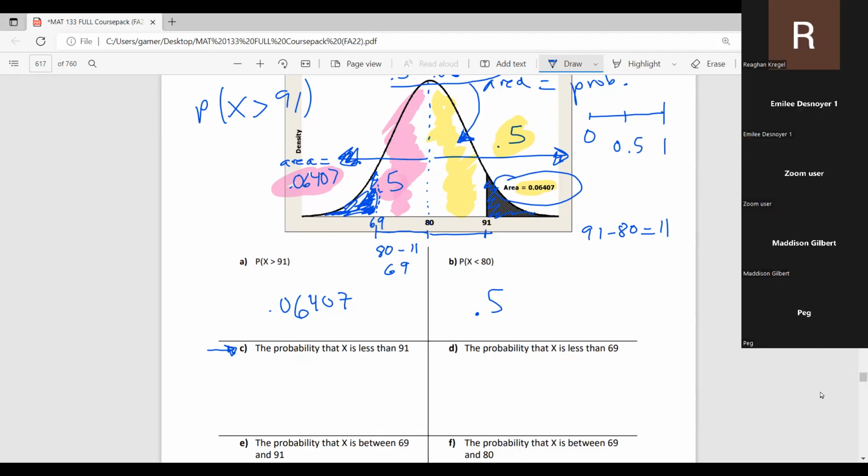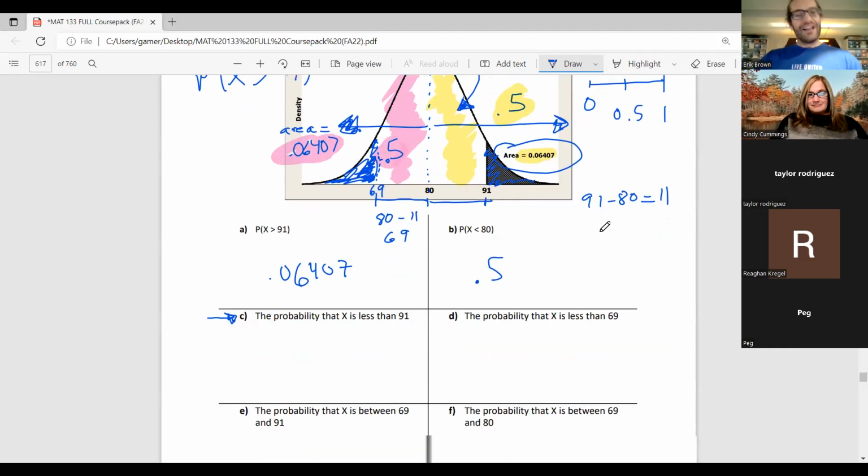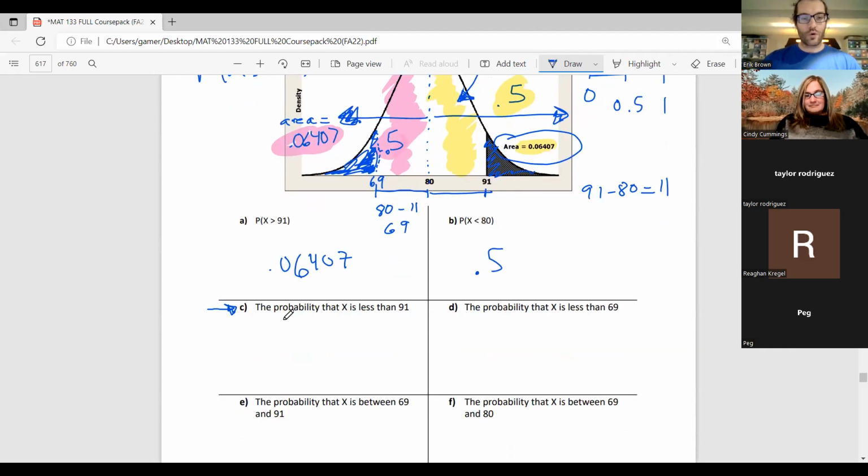Maybe I should check. Go ahead. I got 0.5. Nice. I just want to make sure I'm not wasting all of your time, and I don't want to pause for hours. Okay. How did you do for C? It's a tricky one.